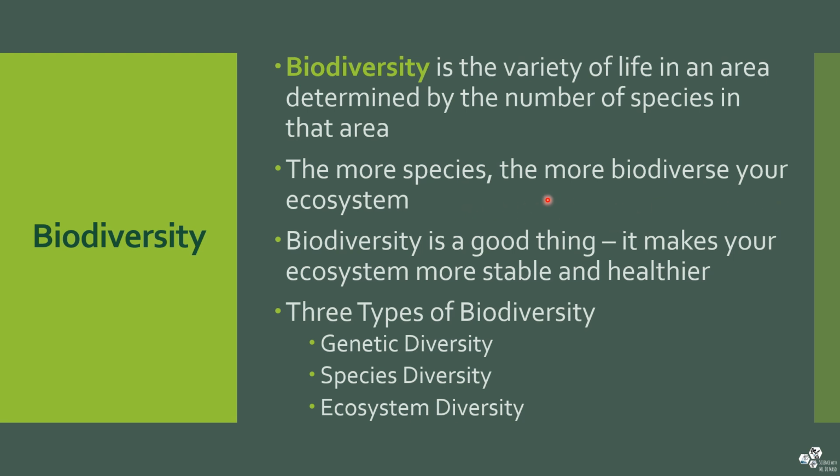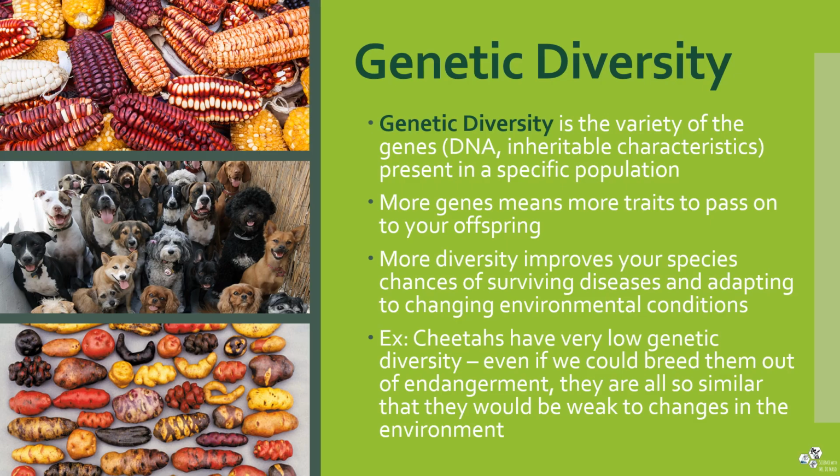Usually the way we think about it is the more species, the more biodiverse your ecosystem. And biodiversity is a good thing because it makes the ecosystem more stable and healthier in the long run, more capable of withstanding changes that are going to come at them from changes in the environment. So we often look at 3 different types of biodiversity, and let's dive into those 3 now. The first one is genetic diversity. This is the variety of the genes of the organisms in a population.